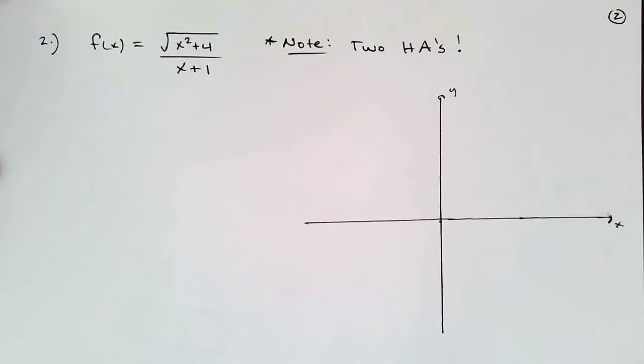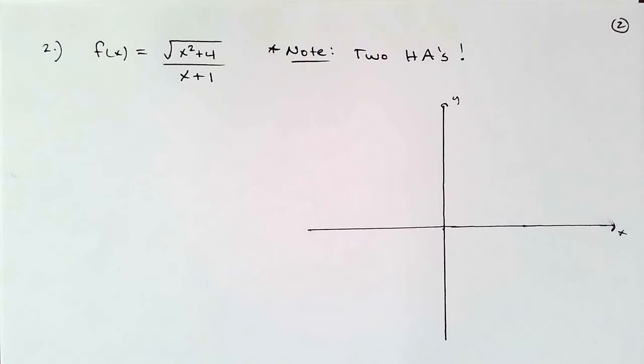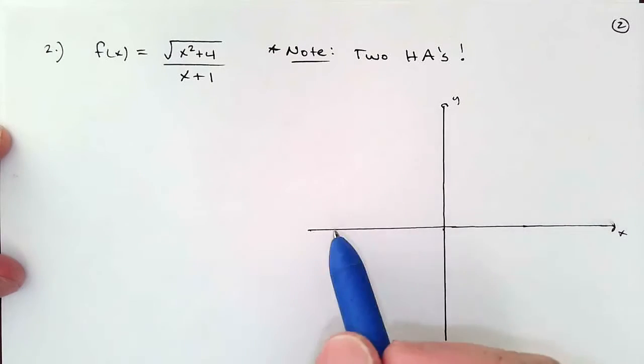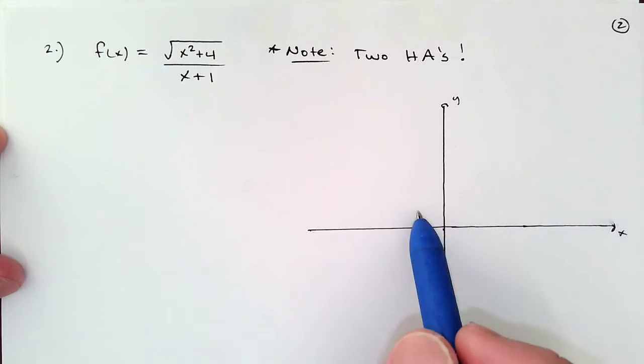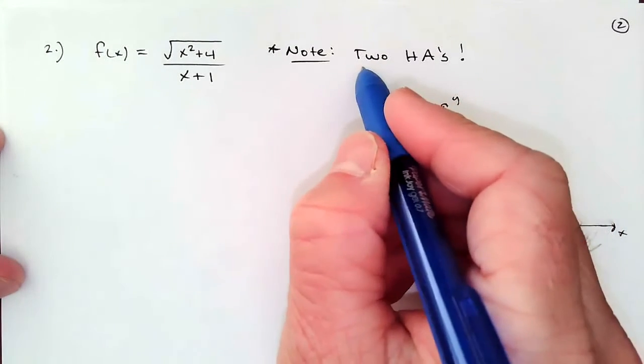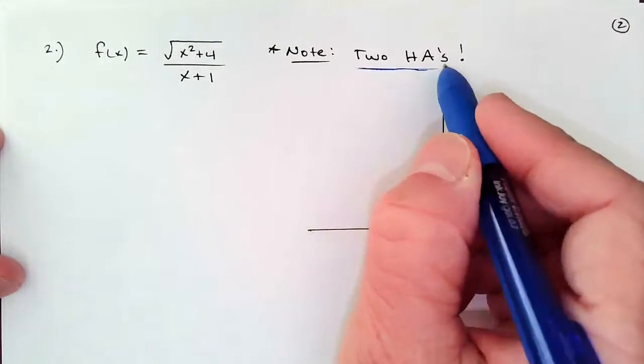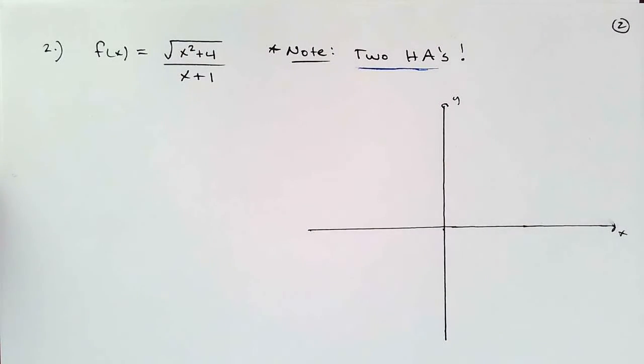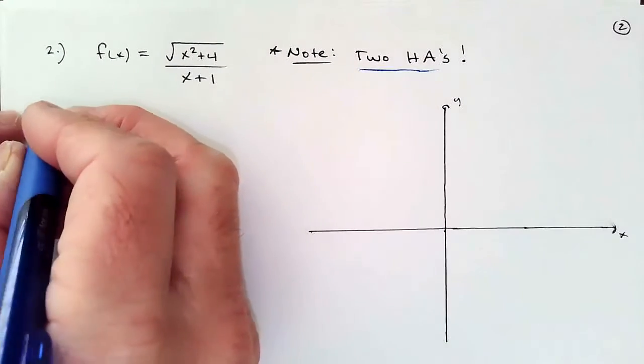Okay, let's look at this next one. Now this one's unusual, and I'm going to go ahead and tell you why. This particular function has two horizontal asymptotes. All of the ones we've done so far, it's been the same horizontal asymptote, whether x goes to positive infinity or negative infinity. But here we're told that there's two of them, so that's going to be a little bit different. So we'll get to that.